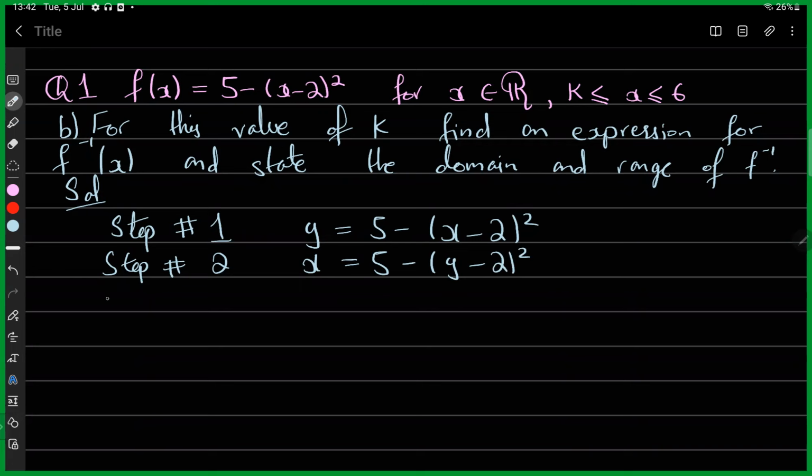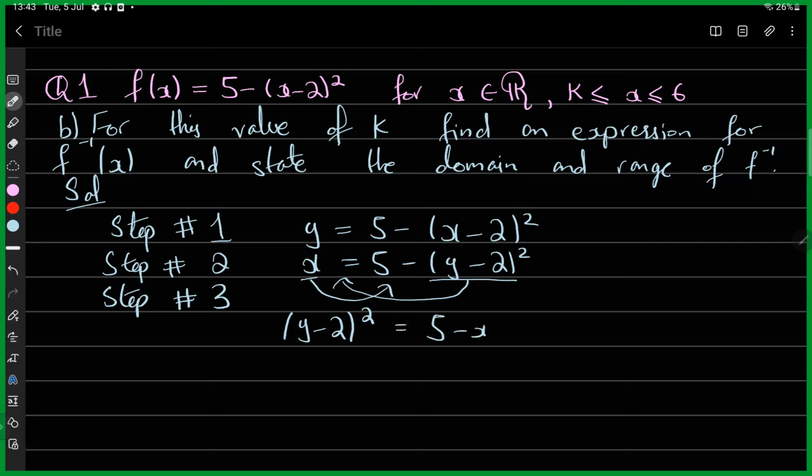And then step 3 is to make y the subject. So for making y the subject, I will just do it my way. You can do it your way, that's completely fine. I'll take this entire thing on this side and it would become (y minus 2) whole squared, and I will take this x on the other side. So this would give me y minus x.